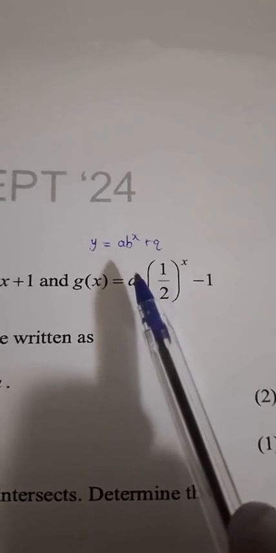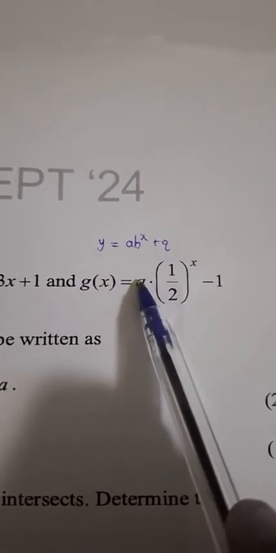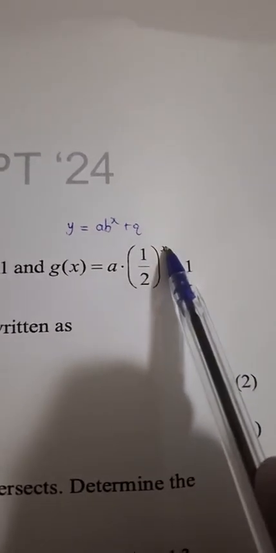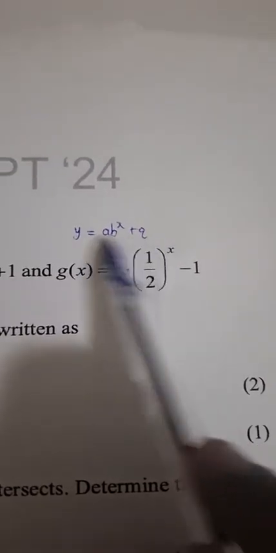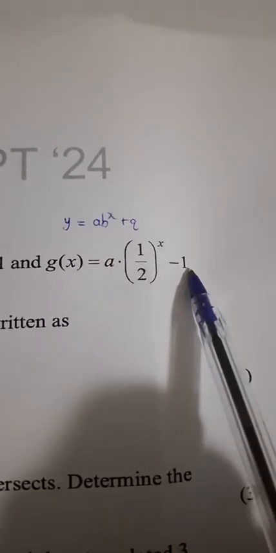So yes, you can see the a there. We don't know what a is yet. We have half, which stands for the b. We have the x in the exponent, which shows you that this is truly your exponential function, and then the q value there, which in this case is negative 1.